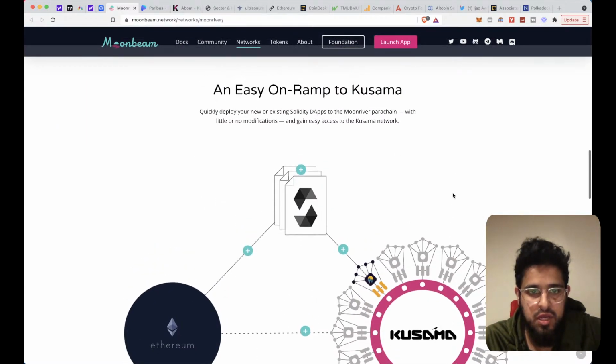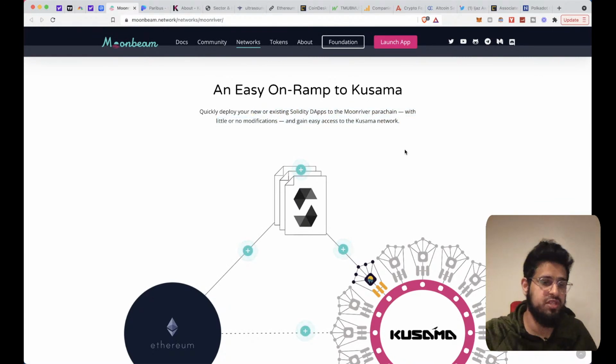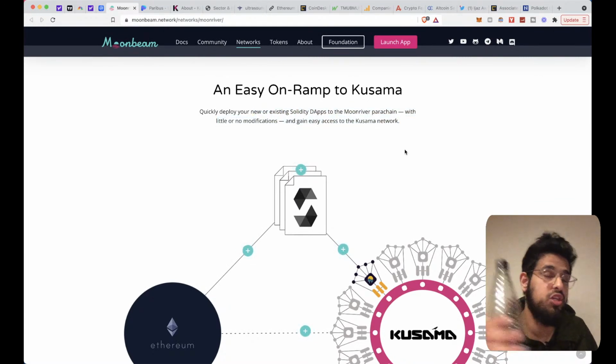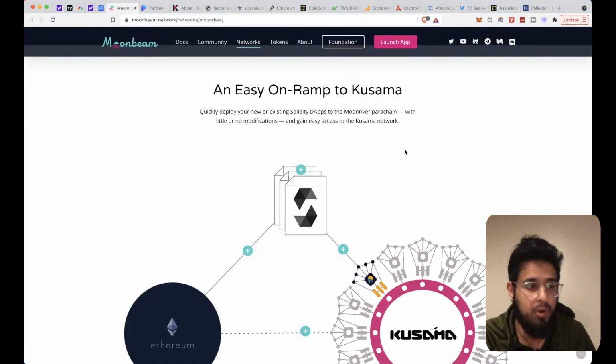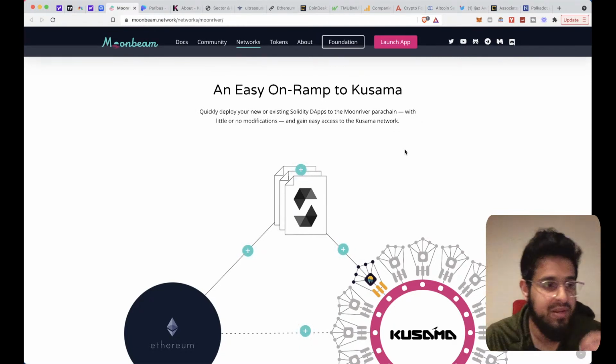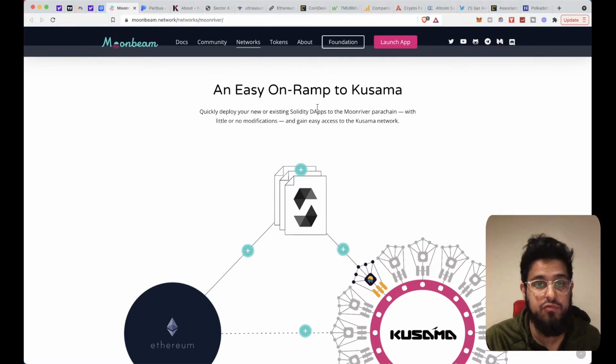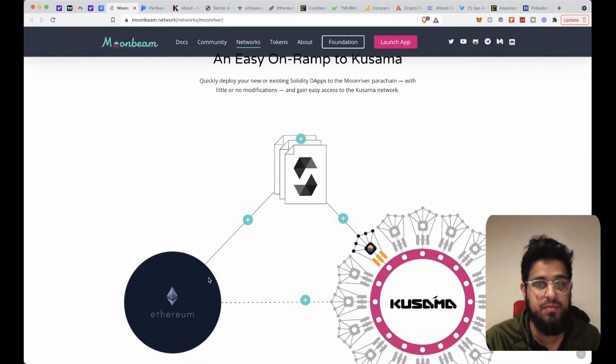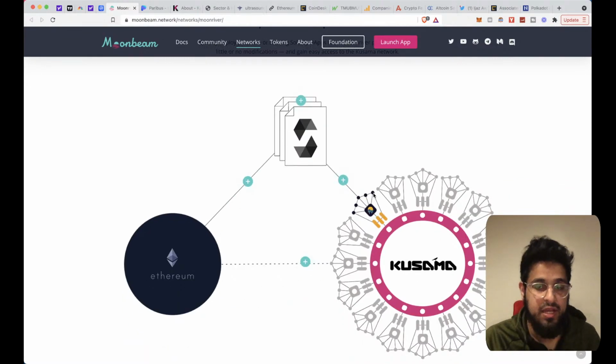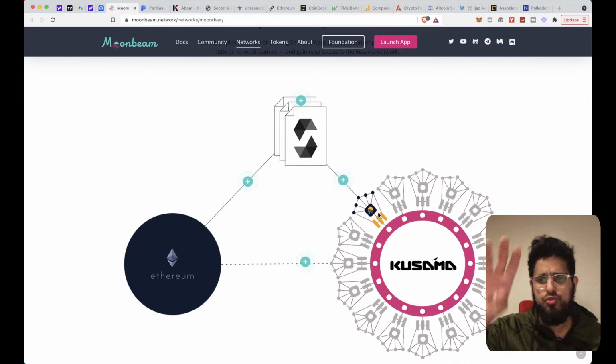Okay, so quickly deploy your new or existing Solidity dApps. Now, this is really important, guys. One of the reasons that I'm so bullish on Kusama and Polkadot is it brings across anything in Solidity. Now, please remember, Solidity is the programming language on the Ethereum blockchain, okay? So any dApp builders who have already built smart contracts on Ethereum can just bridge it over into the Moonriver, or Moonriver in this diagram, parachain on the Kusama network.